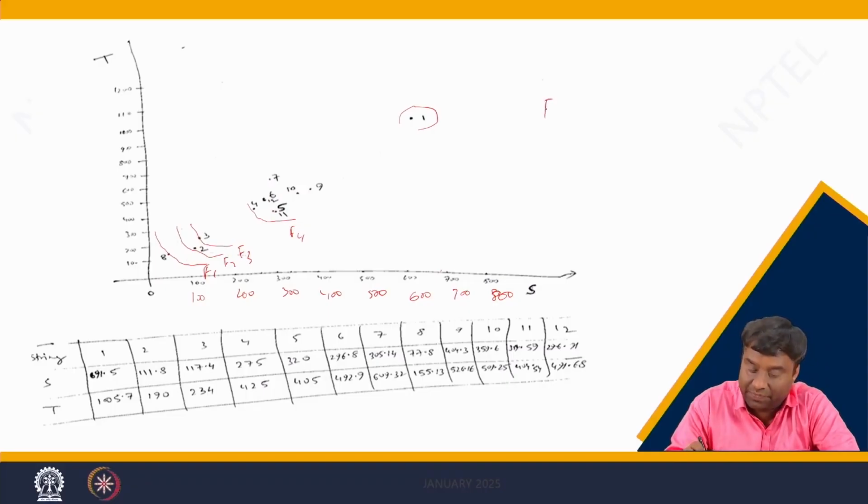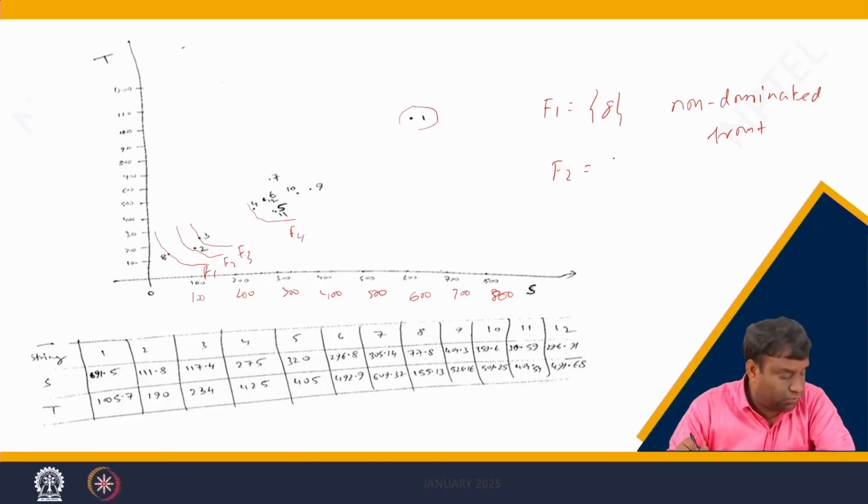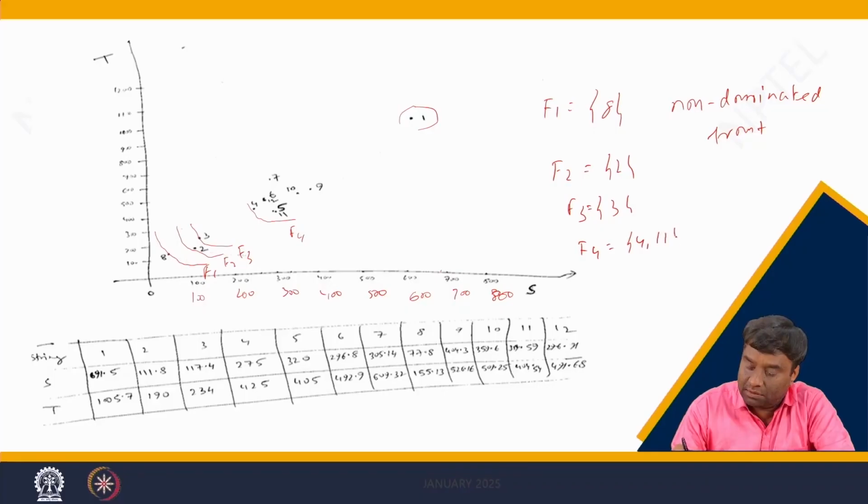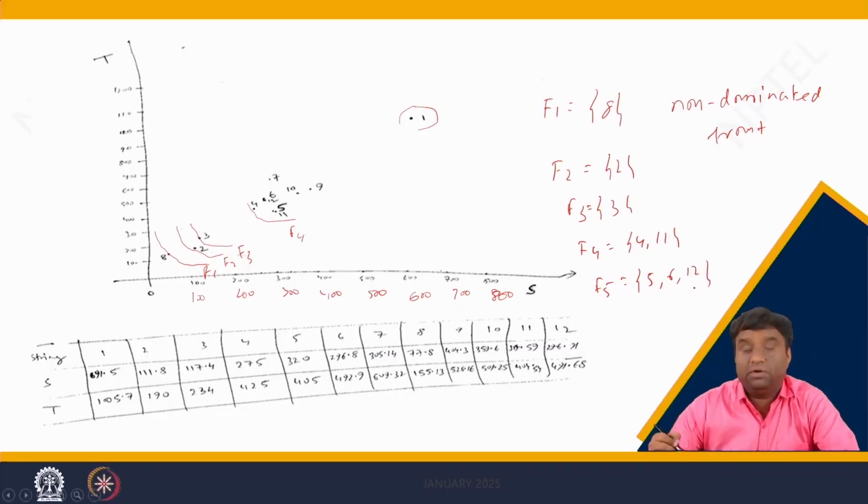So you may write here from the diagram. You can also draw the diagram on your own. So F1 is 8, which you can say is the non-dominated front. This is the non-dominated front, and similarly F2 is 2, F3 is 3, F4 is 4 and 11, F5 you can write as 5, 6, 12, etc. So you can draw these things.